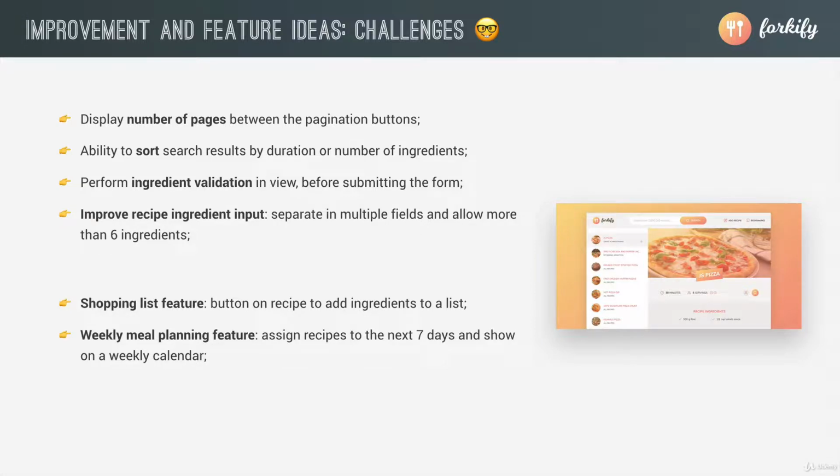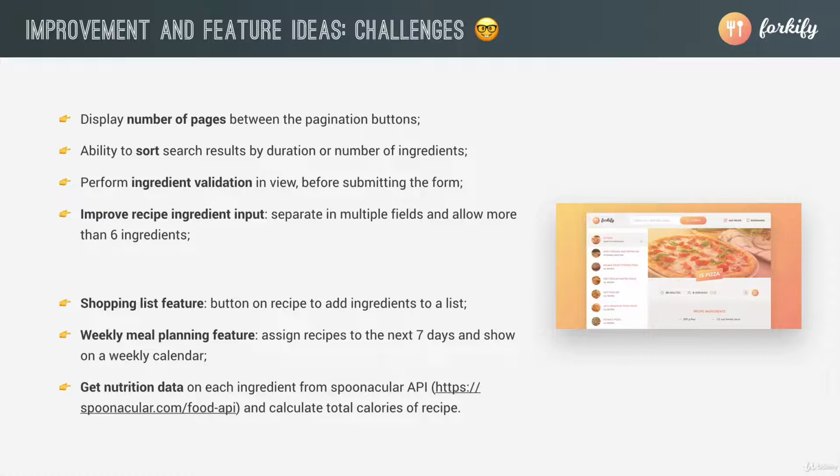And now finally, so actually I only have 3 features for you, not 4. And this last one is the most complex one, and it is to get nutrition data for each ingredient of a certain recipe from a special food API. And the best API for food that I know is the Spoonacular API. So you could check out their website and their documentation, and from there, for each of the ingredients, for example, get the calories. And then you could calculate the total calories of one recipe and maybe also per serving.